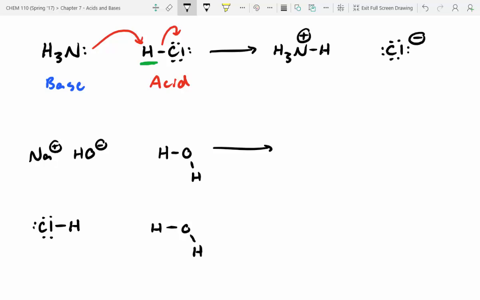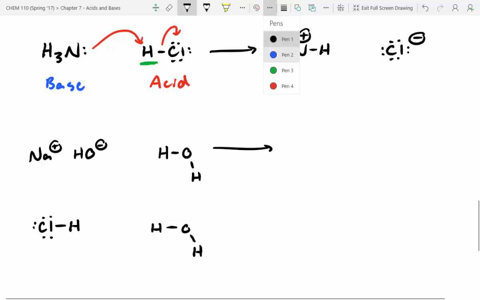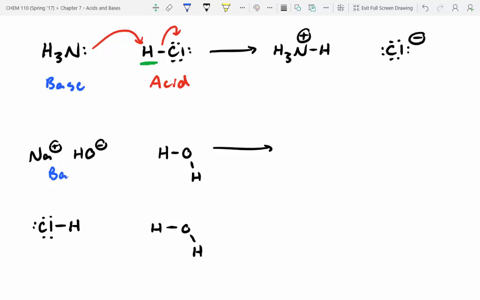So first thing I do is I try to identify my acid or my base. So if we look at sodium hydroxide, is that going to be an acid or a base? It's got to be a base, right? Which means water in that equation must be what? An acid. Okay, so we know the base is going to steal a proton from the acid.